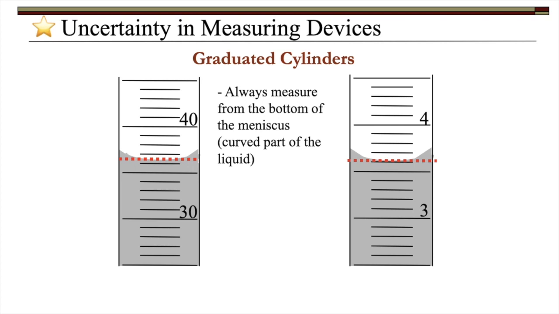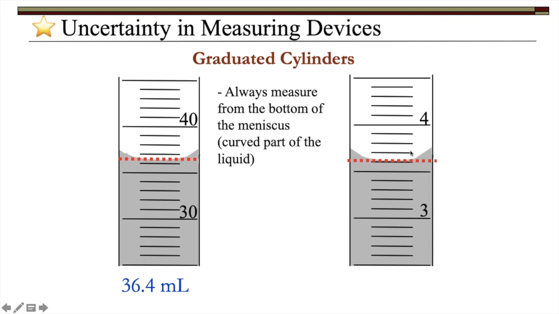So how would we estimate this? Well, it's clearly more than 36, but not quite 37. So we need to estimate the tenths place. And we could say it's like 36.4, because to me, it doesn't look like it's exactly in the middle of the two marks. But again, if you had something like 36.3 or 36.5, those would also be correct, because your estimated or uncertain digit can vary from person to person.